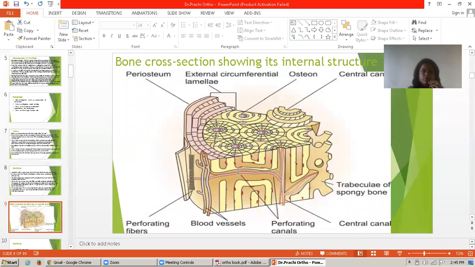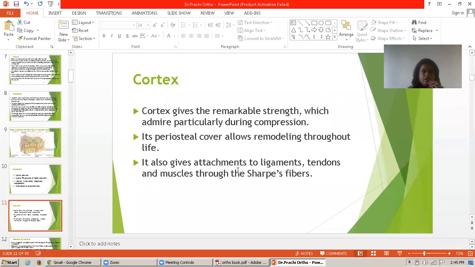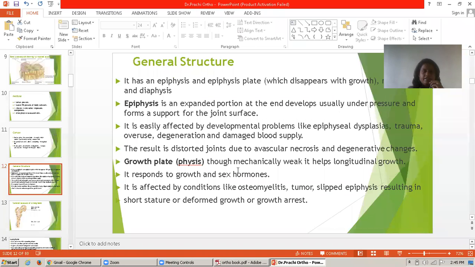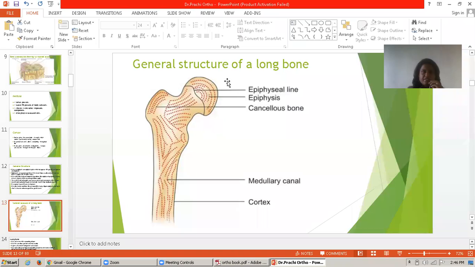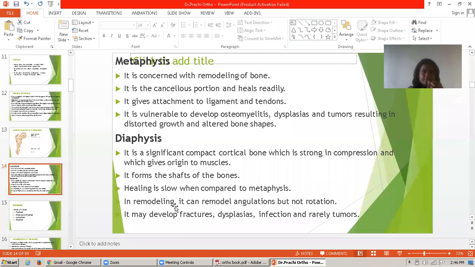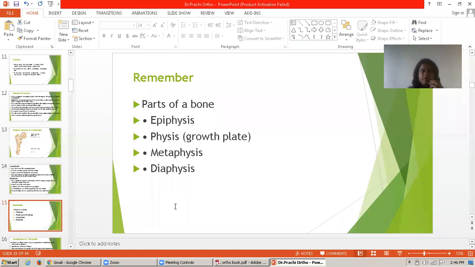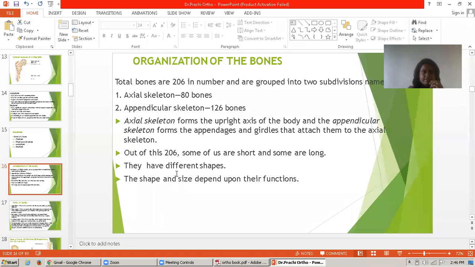This is a bone cross section showing its internal structure. Medulla, cortex, and then the general structure of the bone, that it contains epiphysis, diaphysis, epiphyseal line, epiphysis. This is the calcaneus bone. This is the medullary canal, and this one is the cortex. Then metaphysis and diaphysis. So remember, parts of the bone contain epiphysis, physis, that is growth plate, metaphysis and diaphysis.